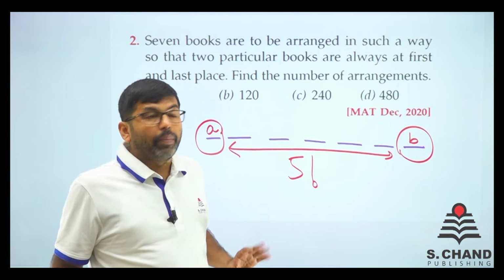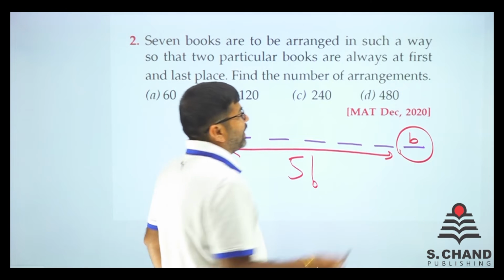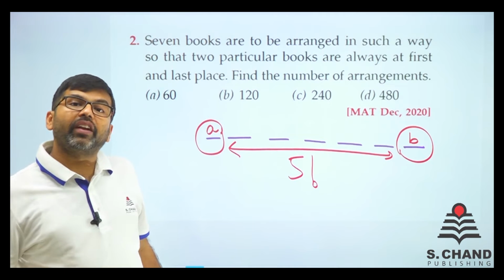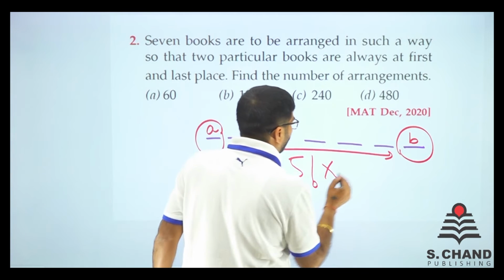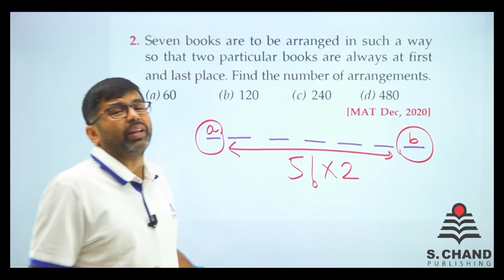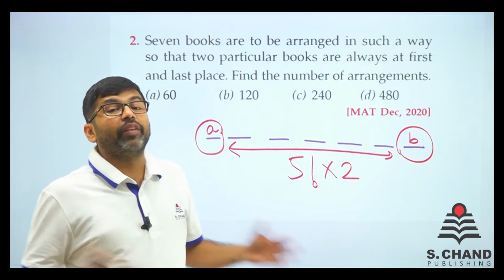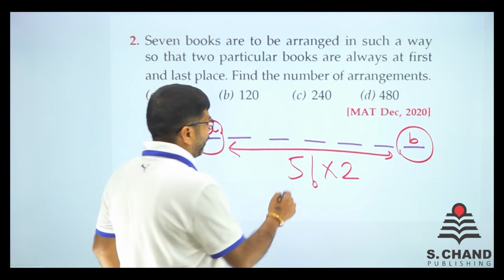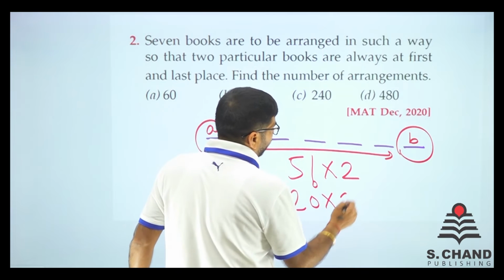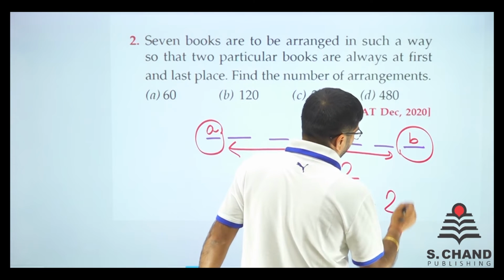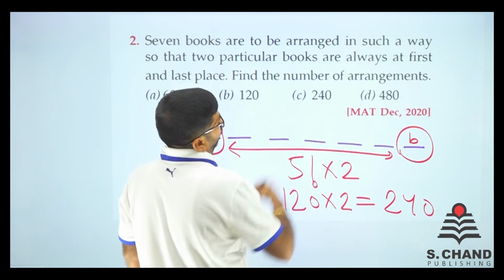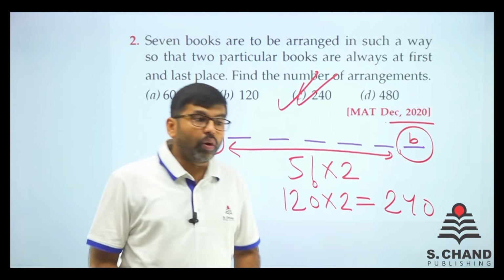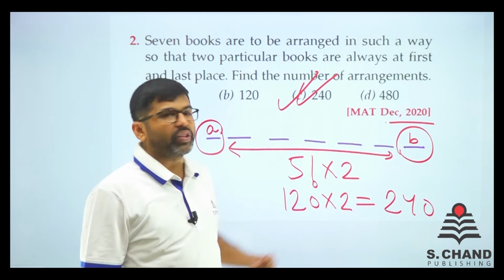But stop. One thing you need to remember is that these books can be different, 2 different books. So 2 different ways. So 5 factorial into 2 factorial, or there are just 2, so just multiply by 2, because 2 factorial is 2 into 1. These can be arranged in 2 ways. So 5 factorial is 120, and when we multiply by 2, it becomes 240. Is there any option like 240? Here we go. Just a previous year question, December 2020, not a very old question.